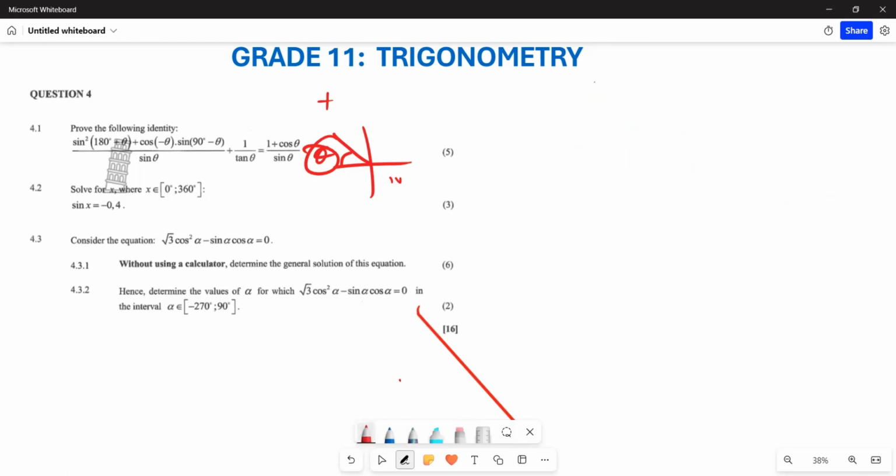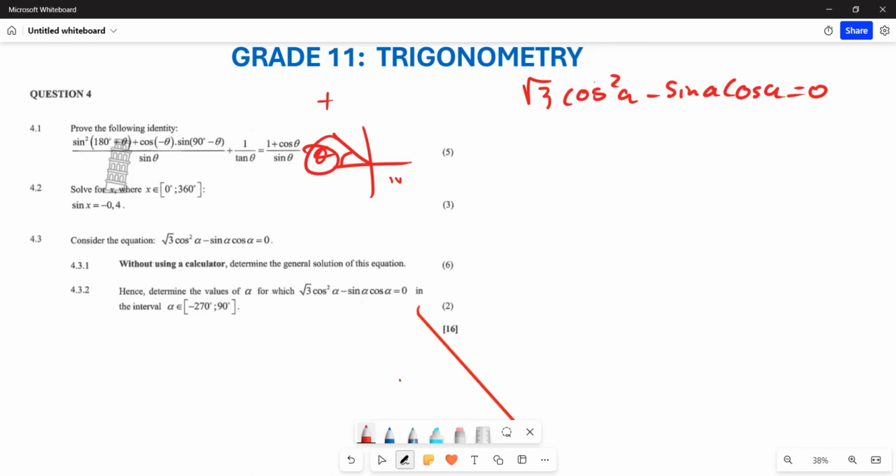Now the next question here, they say consider the equation is equal to 0. Without use of a calculator, determine the general solution of this equation. Now, how are you going to determine the general solution of this? Remember here you are given root 3 cos squared A, subtract sine of A cos of A, is equal to 0, right?